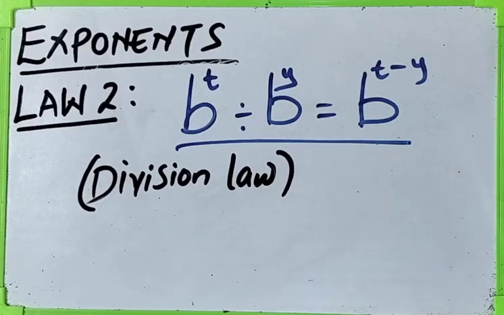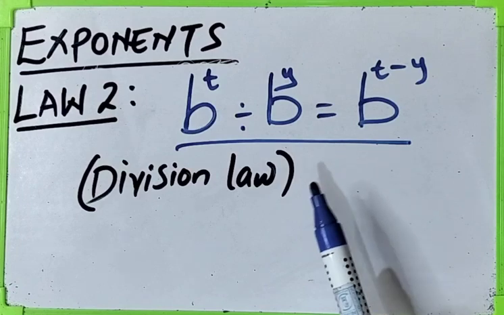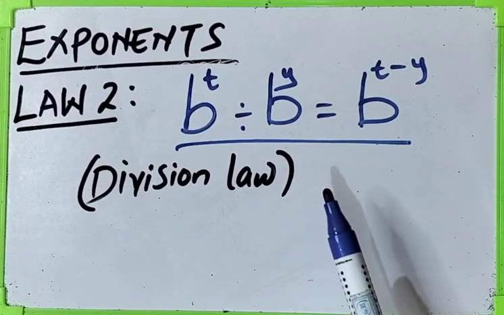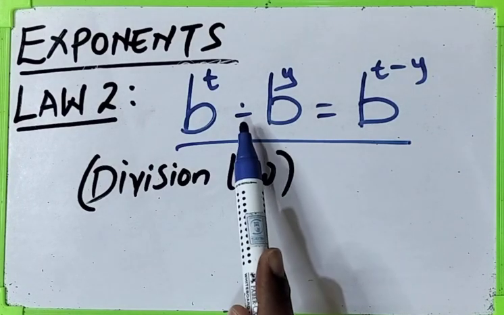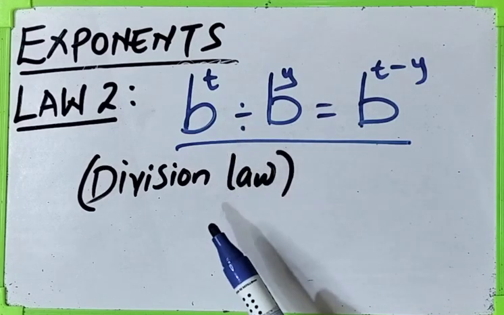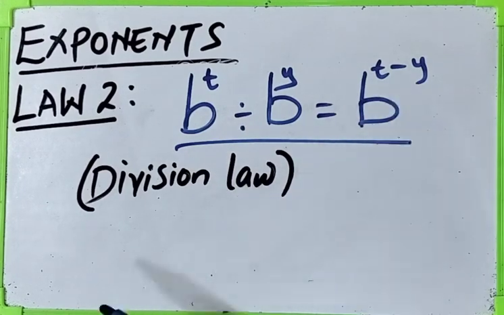The second law of simplification of exponents is the division law. The first law, or the first principle, was the multiplication law, where we said when common bases are multiplied, then we add the powers. The second law that we have on our screen is almost the same, but with a very small difference. And the difference is here. Where there is a division, then it means the powers are going to be subtracted.